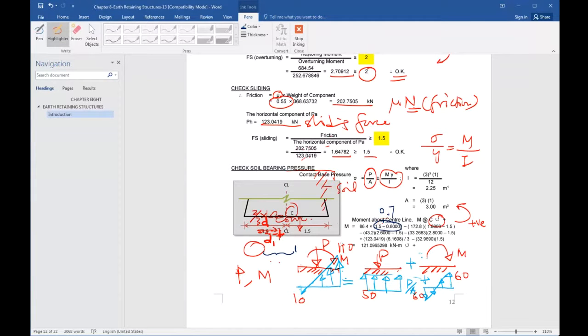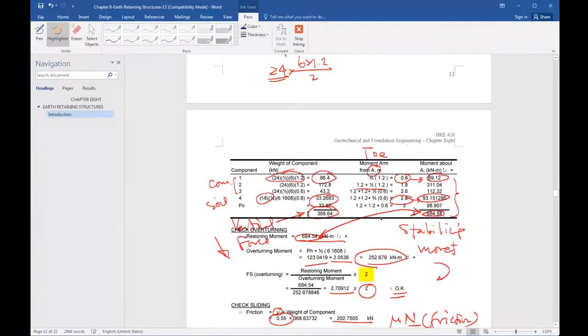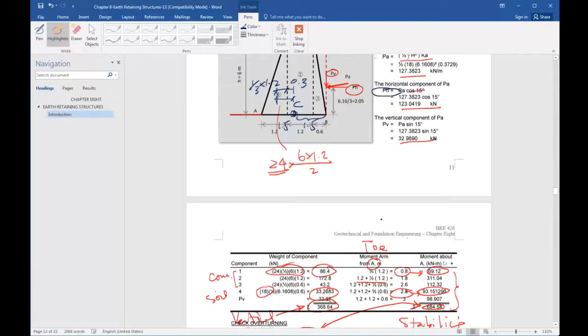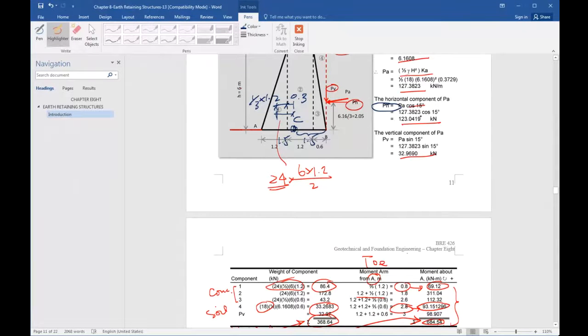Now, what about element 2? For element 2, here, element 2, the center here is here, right? So what's the distance between?